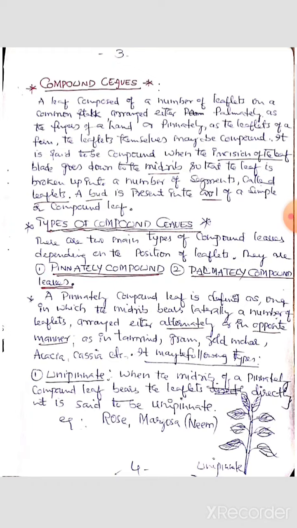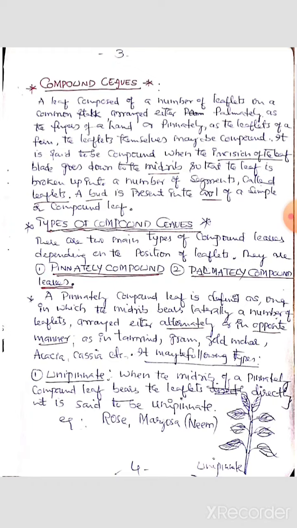There are two main types of compound leaves depending upon the position of leaflets. They are pinnately compound leaves. Second one, palmately compound leaves. A pinnately compound leaf is defined as one on which the midrib bears laterally a number of leaflets.